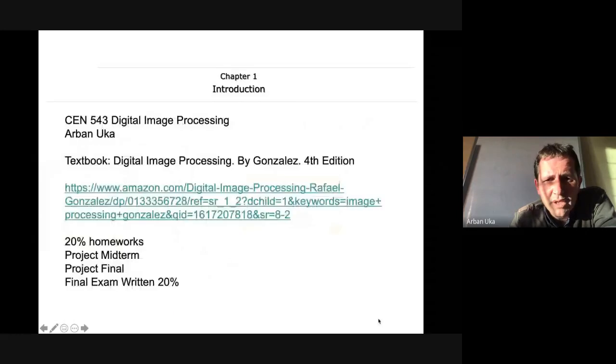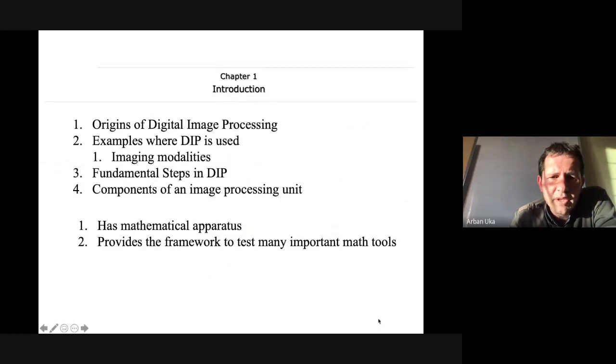Now, these are the notes we kept for today. We're going to talk here about the origins of digital image processing, examples of where image processing is used, and also what is very important, the imaging modalities. With imaging modalities, we mean the different image acquisition techniques that can be implemented. We're going to talk about the fundamental steps in image processing, components of an image processing unit, and these image processing units have a mathematical apparatus.